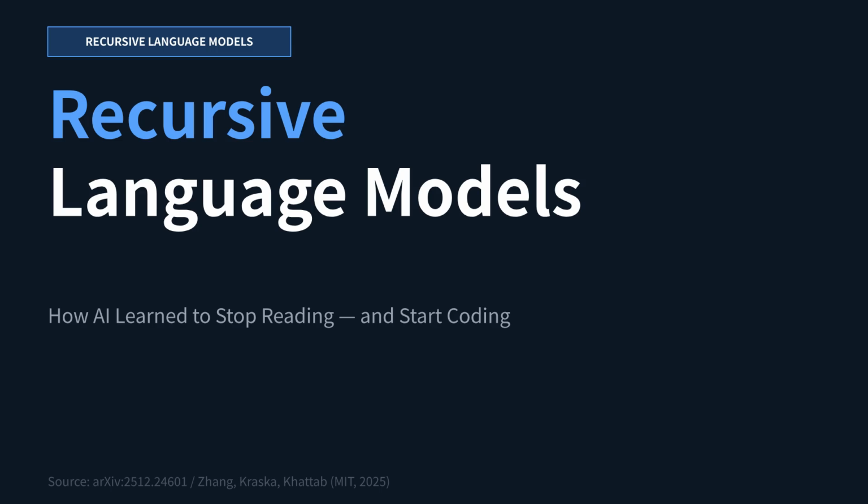Today we're diving into one of the most interesting architectural ideas to come out of AI research in the past year, recursive language models. This is the idea that instead of stuffing more text into a model's attention window, you let the model write code to explore its own data. And it turns out that's a much more powerful approach than it might sound.